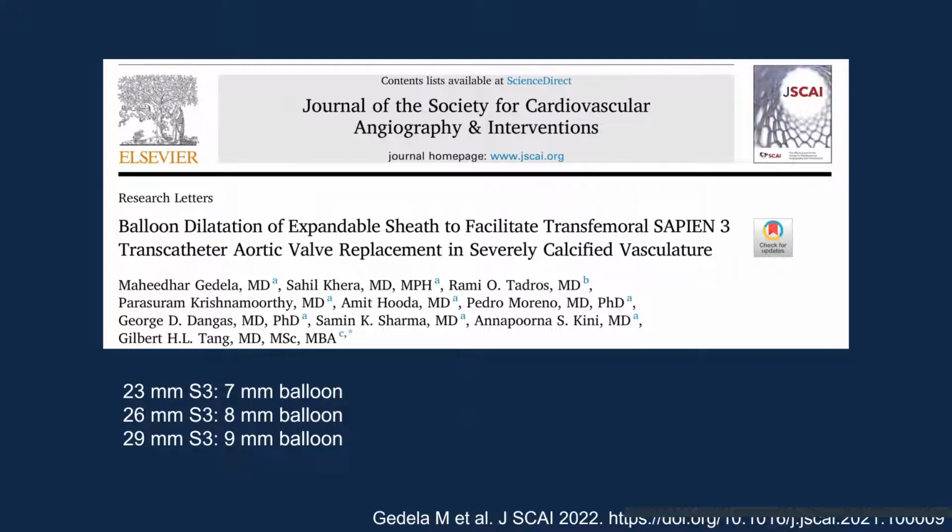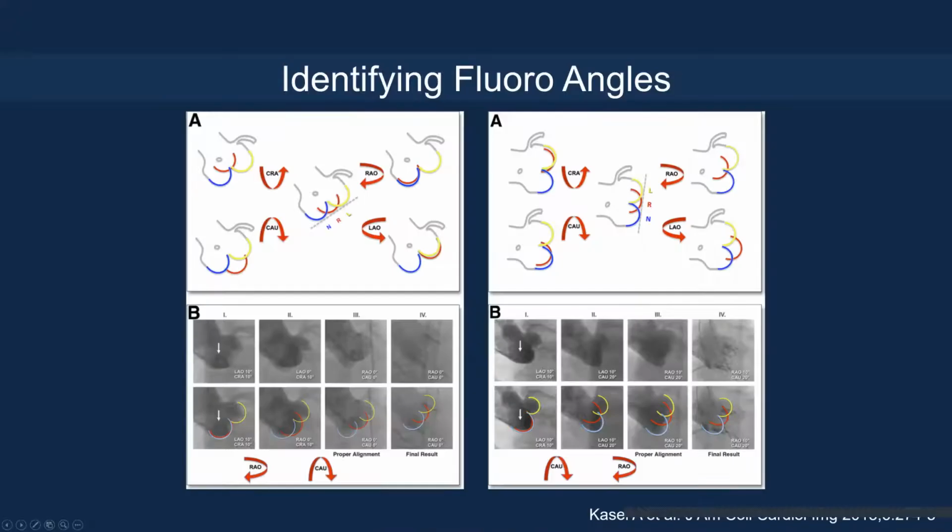This is a paper we published recently using balloon post-dilatation, pre-dilatation of the expandable sheath to facilitate the Sapien 3 transfemoral TAVR, especially in severely calcified vasculature. I encourage you to read our case series because what we found is that when you pre-balloon the E-sheath with these balloon sizes, it really reduces the push force of the Commander system inside the E-sheath to avoid vascular injury or the device getting hung up inside the E-sheath because you cannot track across the vessel.